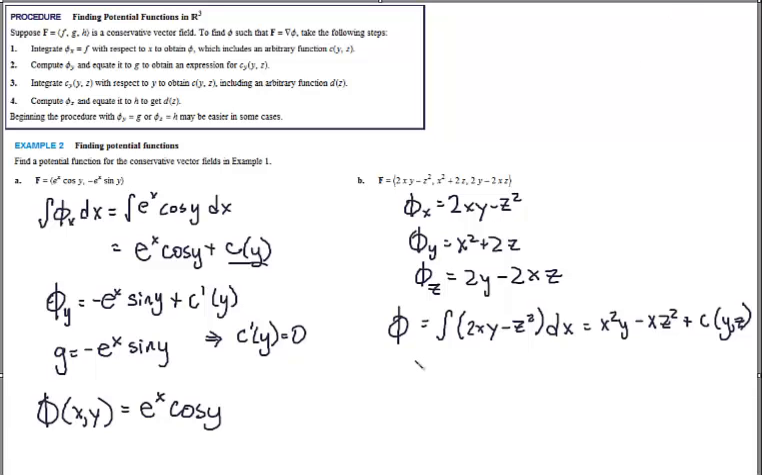Since we did this with respect to x, we're going to get phi sub y equal to, and I'm going to take the derivative of this with respect to y, so the derivative of this is just going to be x squared. I'm taking it with respect to y, so that's just going to then be x squared.